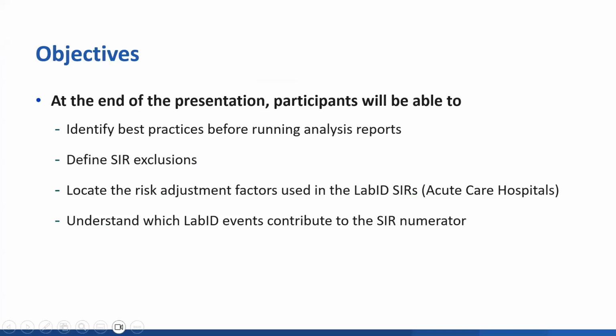So my goals for this portion of the presentation is that participants will be able to identify some best practices before running analytic reports. And this will hopefully help prevent issues in reports and any missing data within reports. We'll also go over some SIR exclusions to be aware of, where you can locate the risk adjustment factors that are used to calculate LabID SIRs. And then we'll also go over how to understand which events are contributing to your LabID SIR numerator. Next slide.